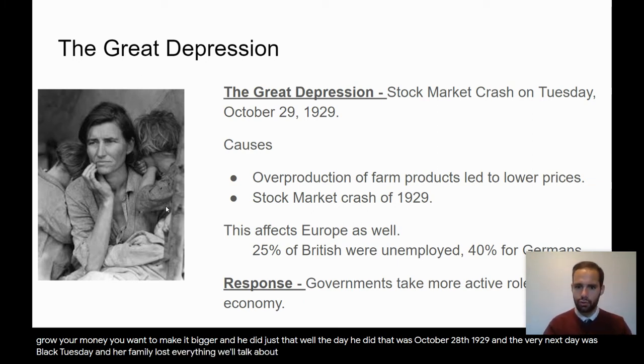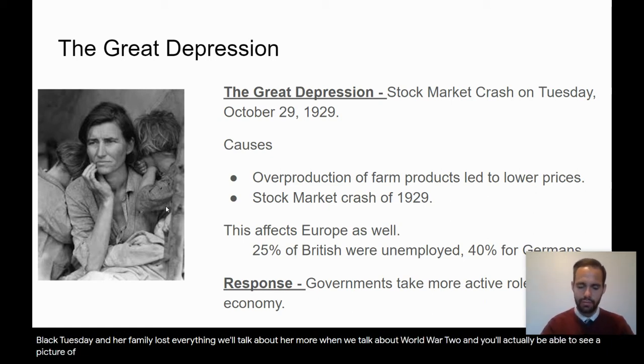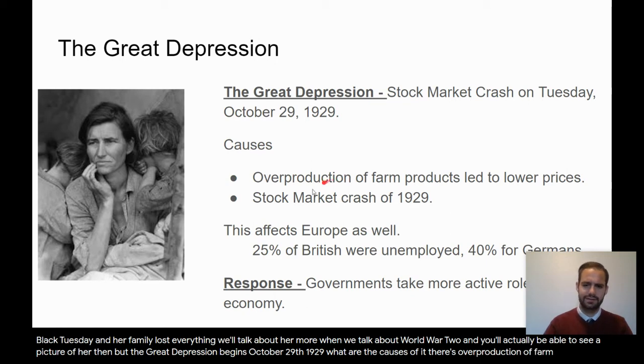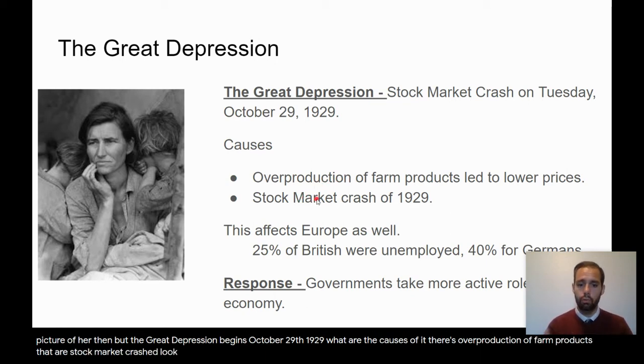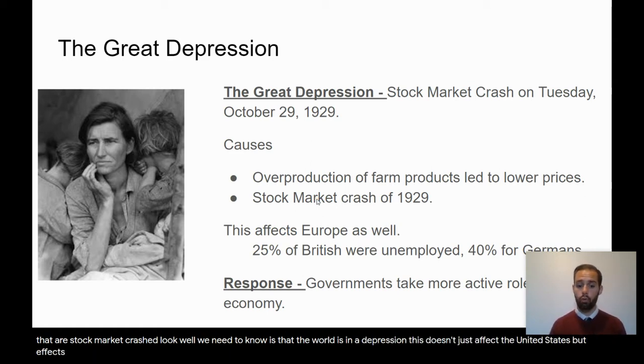We'll talk about her more when we talk about World War II, and you'll actually be able to see a picture of her then. But the Great Depression begins October 29th, 1929. What are the causes of it? There's overproduction of farm products, there's a stock market crash. Look, what we need to know is that the world is in a depression. This doesn't just affect the United States, but it affects all of Europe.